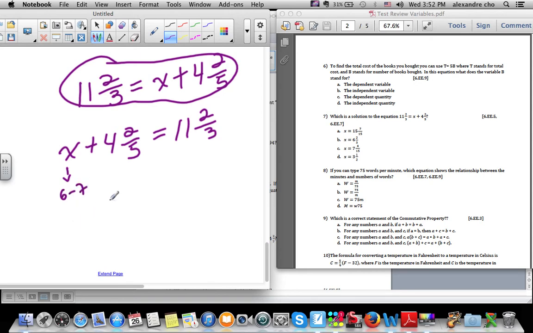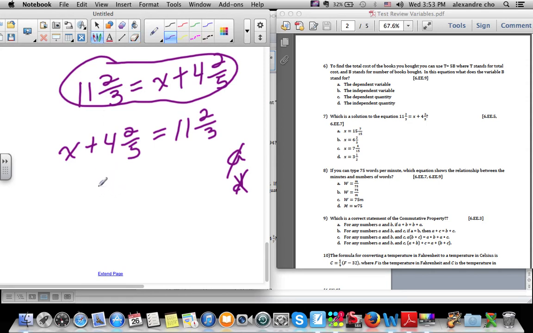Look at your multiple choice answers. A says 15. No way, it's too big. 15 plus 4 is already 19, so A is gone. B says 6 and 2/3, possible. C says 7 and 4/15, possible. And D is 3.5, so D is gone. Makes no sense at all. So pick one of B or C and add. If B works, then B is the answer. If not, obviously C is your answer.